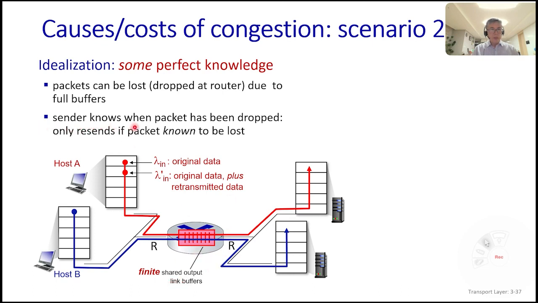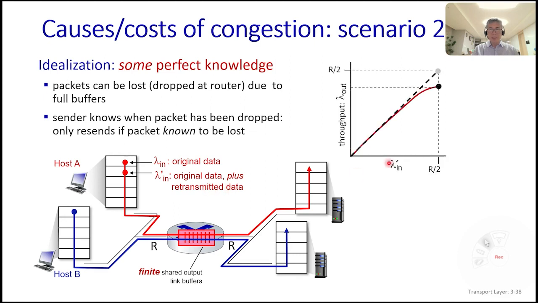And the sender knows when a packet has been dropped, so it only resends if the packet is known to be lost. So a packet is delivered like this, a copy is prepared, but here it is dropped, and then the new copy is delivered. That's why lambda in prime is greater than or equal to lambda in. And here the actual goodput, in terms of application layer throughput, right?